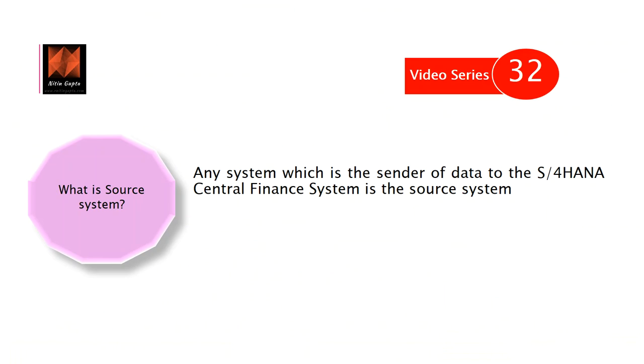When we say SAP source, what is a source system? Any system which is a sender of the data to the S4HANA Central Finance system is the source system. So it can be SAP ECC or any other non-SAP system. However, in today's video, when we say configuration steps or settings, we will be only talking about SAP ECC, because for other systems it depends. If you have Oracle, it may be different. If you have JD Edwards, it may be different. But for SAP it is consistent.